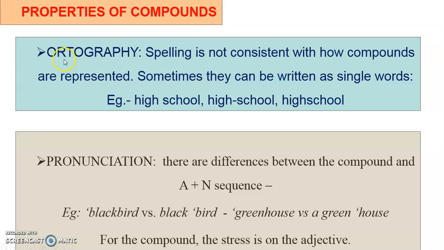Okay, and as regards pronunciation, there are differences between the compounds and the adjective plus noun sequence. Have a look at the word blackbird versus a black bird, or greenhouse versus a green house. So where is the stress for a compound? Or it's on the adjective, a blackbird. It's a greenhouse. Okay, here on the adjective.